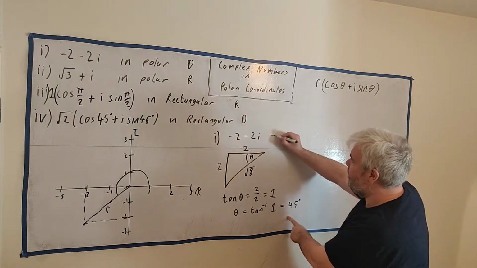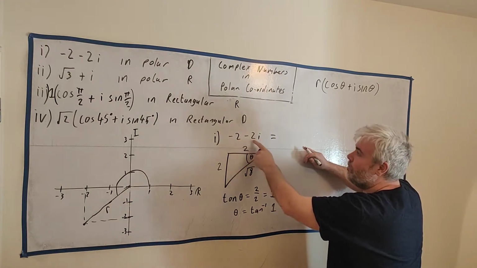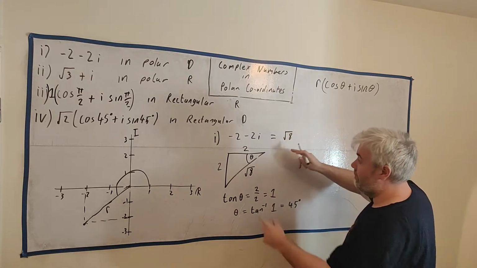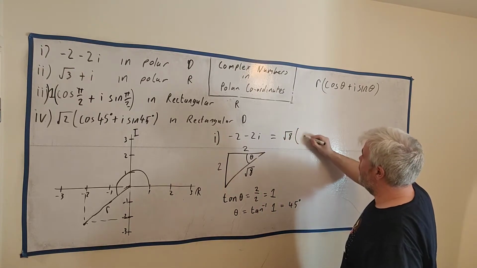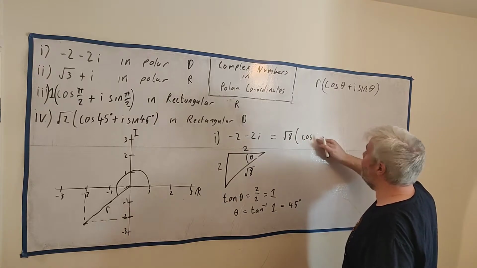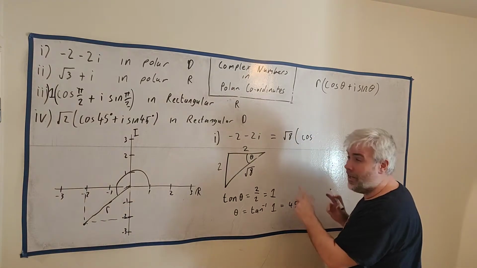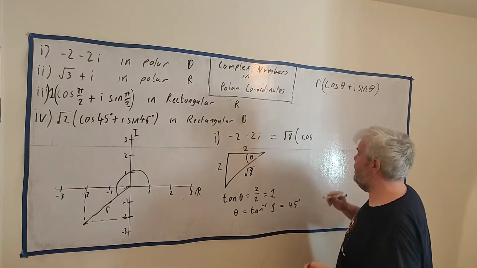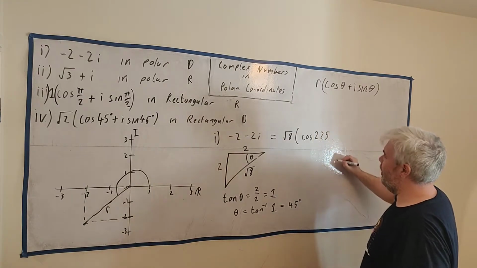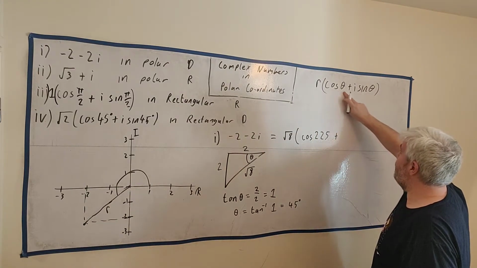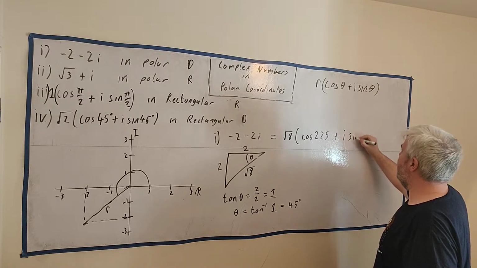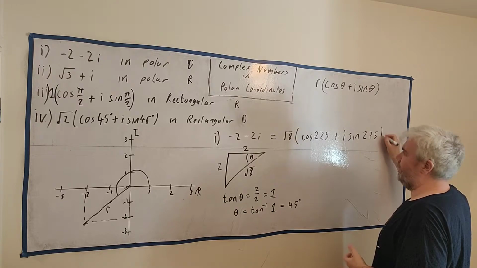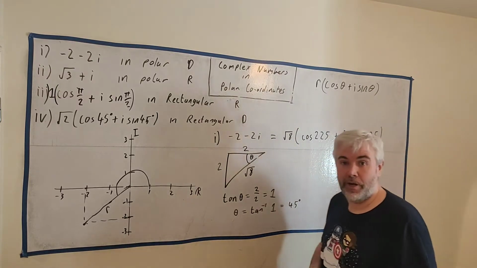So this is enough. They gave us the question as minus 2 minus 2i. Well, that's the same as writing square root of 8 times cosine of the angle. What angle is it? 45 degrees? Not quite. 45 plus 180, which is 225. So I'm just following from here: plus i sine, and again 225. That's it, yes. This is the answer for part 1.